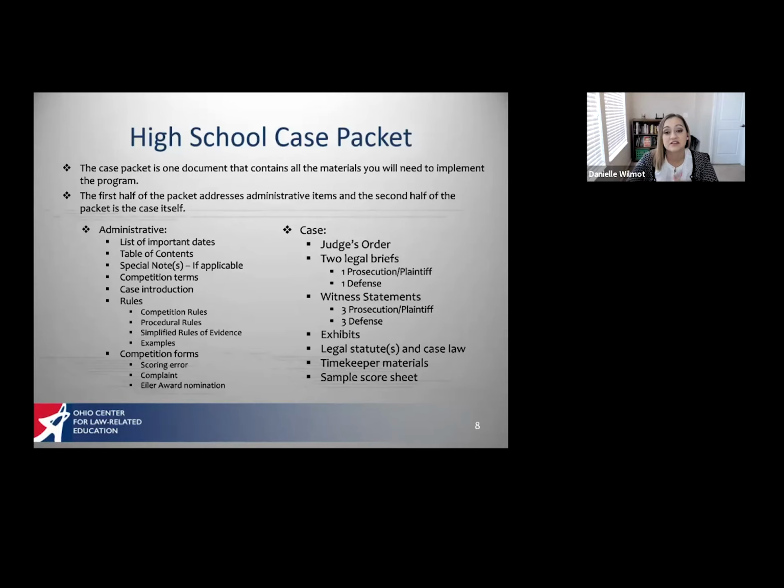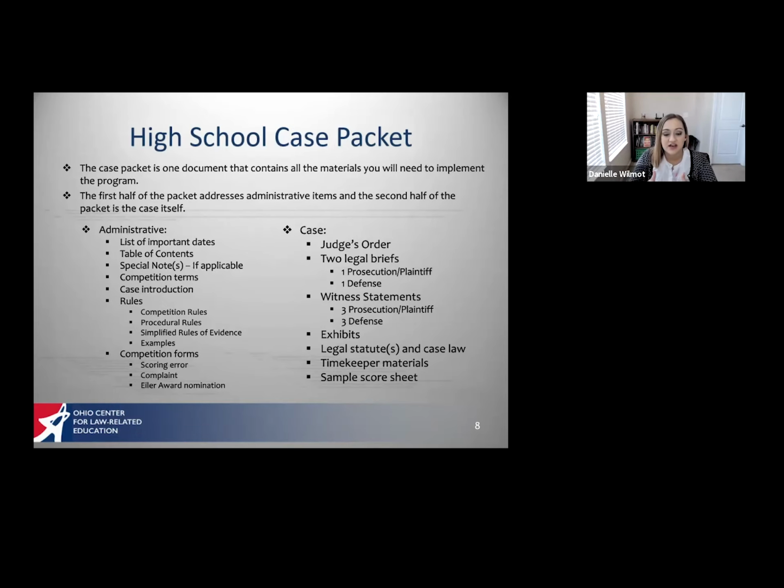The first half of your case packet really does address mostly administrative items. So it has a list of things like your important dates and the rules and all of that. Then the second half of the packet is really the case itself. So that's your witness statements and your briefs and everything.